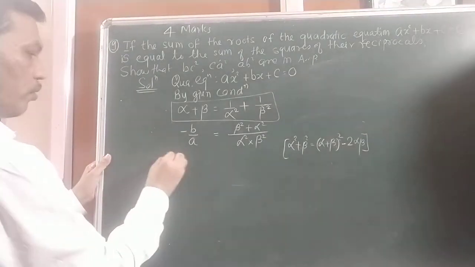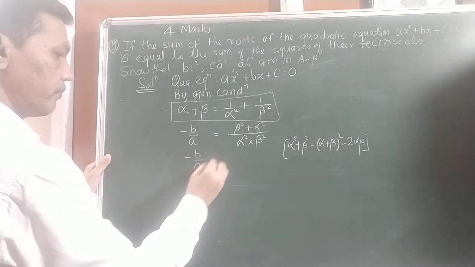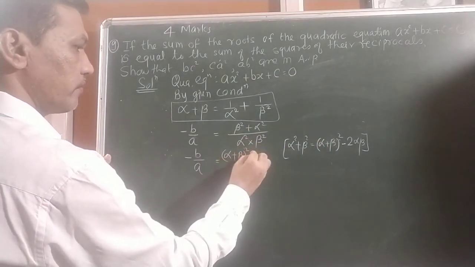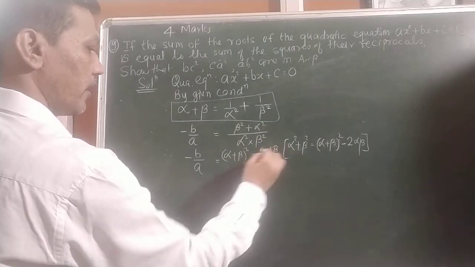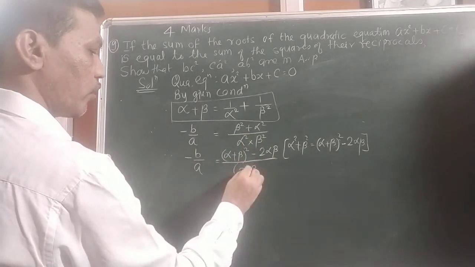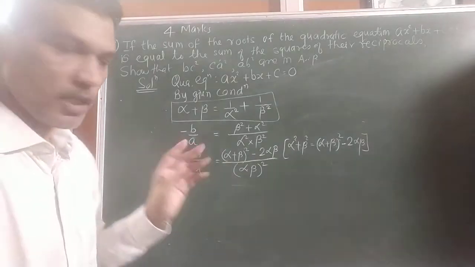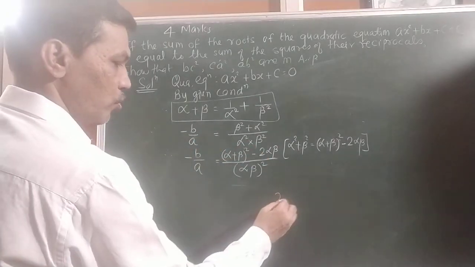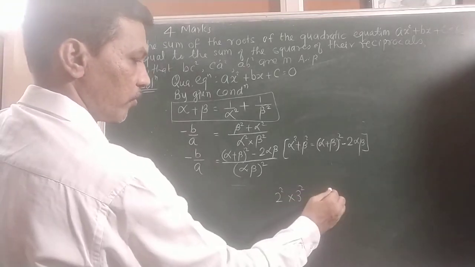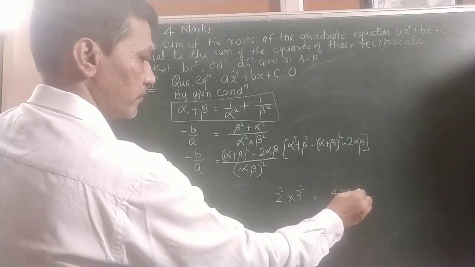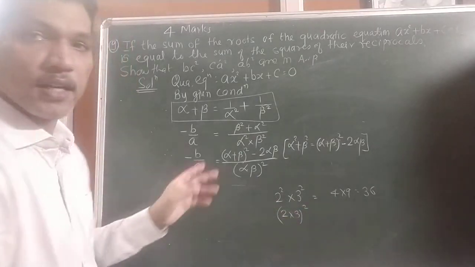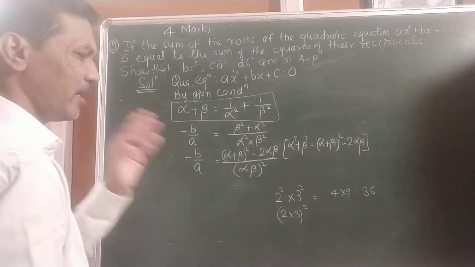Okay. Now minus b upon a equals alpha plus beta whole square minus 2 alpha beta, divided by alpha square beta square. I can write it in one box. Alpha dot beta, dot means multiplication. See, simple. So 2 square into 3 square is what? 4 into 9, 36. Which is nothing but multiplication of 2 and 3, then square. 2 into 3 is 6, 6 square is 36. This is a mathematical step.